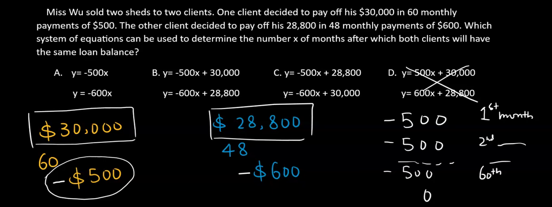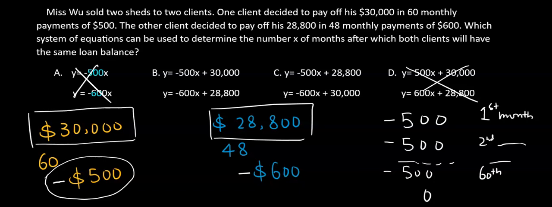Look at A. A does not show this original number, it only says every month we take away. So think about earlier when we talked about our y-intercept and our slope. You only have a slope here, and we don't have a y-intercept. We don't have the number that represents the original debt on the paper. So A, you're gone.